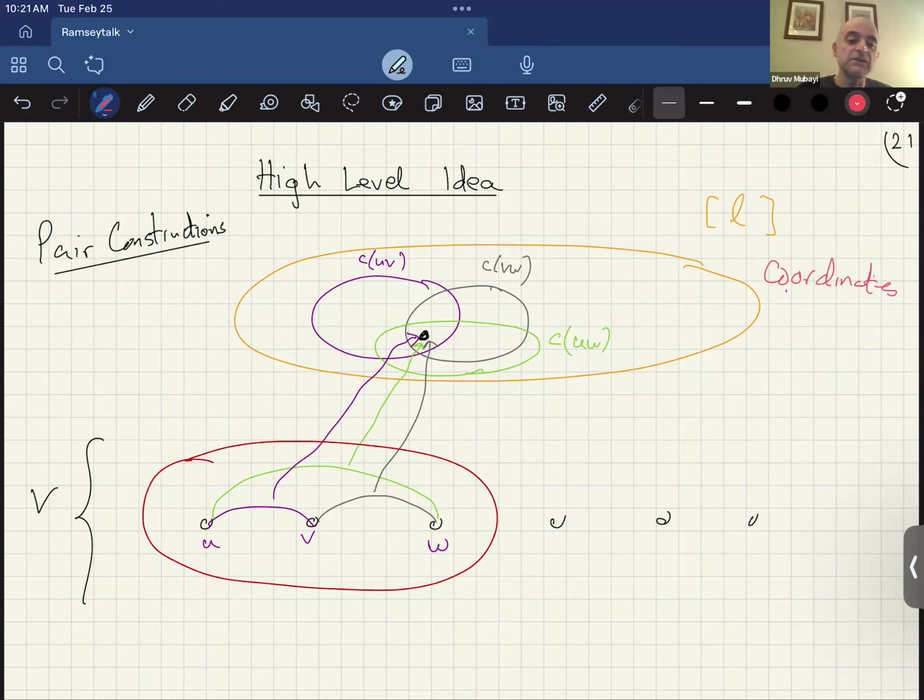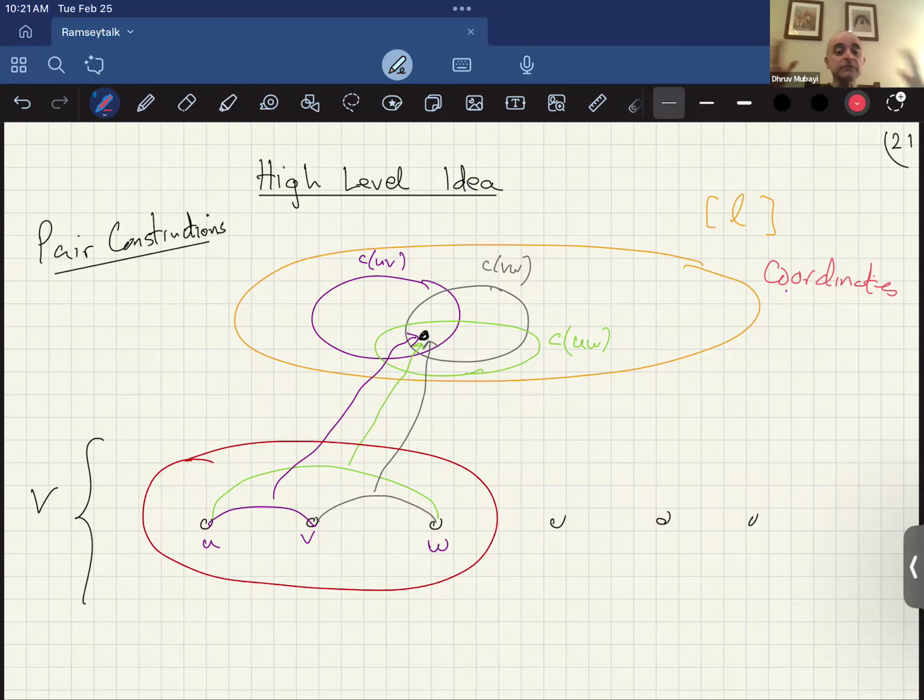So for every pair u, v, you can look at the coordinates in which they differ. So you have these sets on the top, and then you do something random. The random thing that we did is, for every set C of u, v, we chose a random number. And then we add an edge u, v, w if these random numbers are the same.